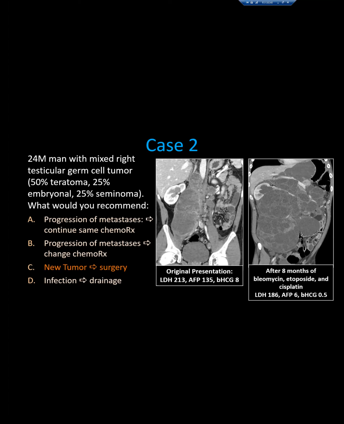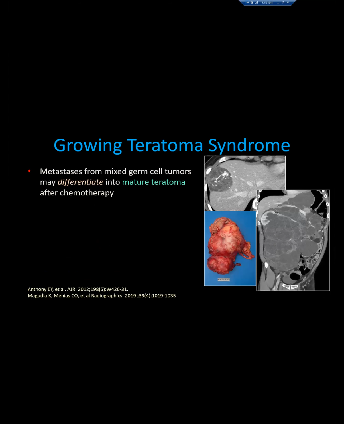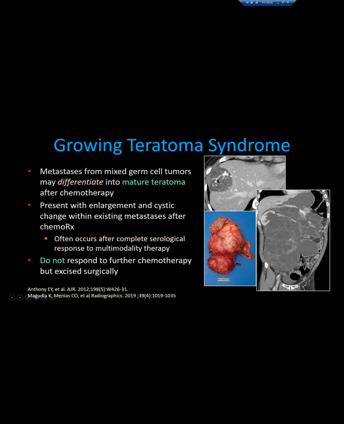So it is growing teratoma syndrome. And what basically happens is you have a mixed germ cell tumor, and with chemotherapy, you kill off most of the malignant cells. However, a clone of them will differentiate into a mature teratoma, which is no longer sensitive to the chemo, and that'll keep growing. And the only way to remove that is surgical. And you might see changes just like in a dermoid cyst with calcium and hair and all of that. And that's what happened here.